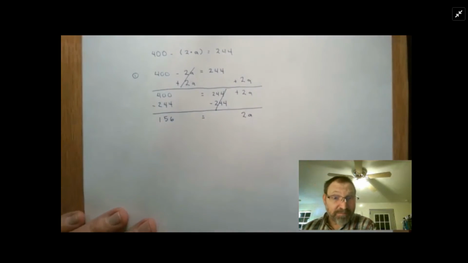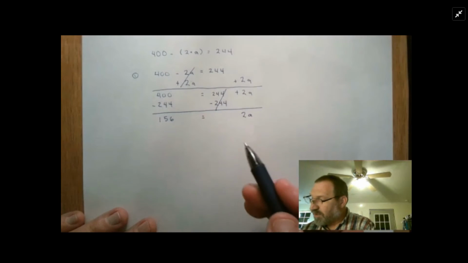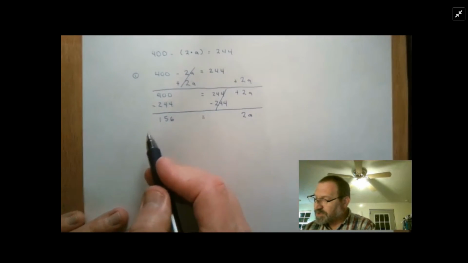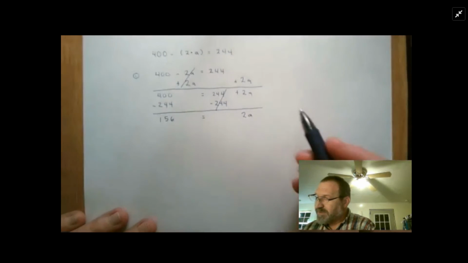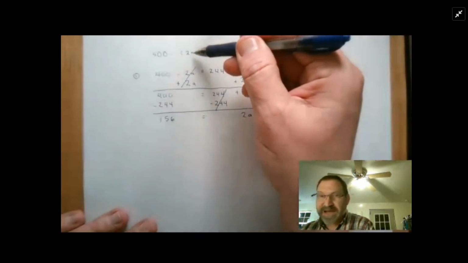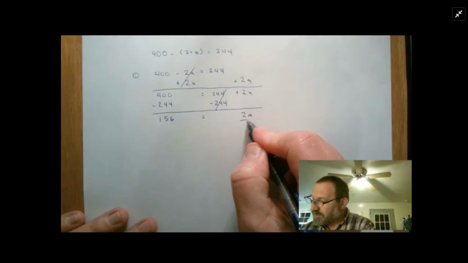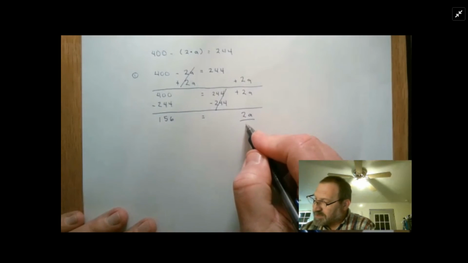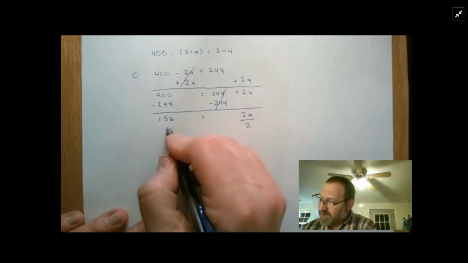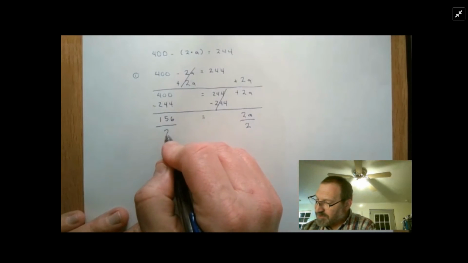Well, I'm much closer now because I do have all the letters on one side and all the numbers on the other. So what is 2a? Well, remember, we know that it means 2 times a, and the opposite of multiplication is division. So if I want to get a by itself, I'm going to divide by 2. And whatever I do to one side, I'm going to do to the other side.